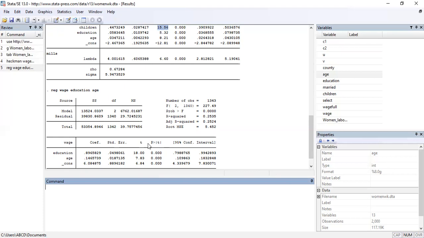So in this case, where we want to see yes or no, whether they are participating in the labor market or not, or whether he or she passed the examination or not, then we should apply the Heckman selection model.